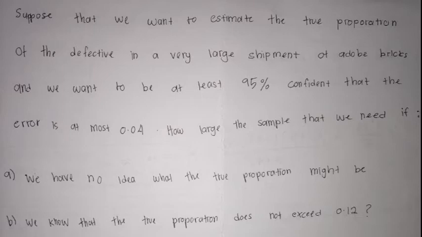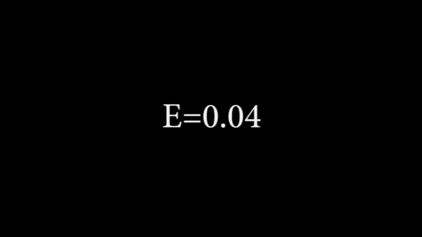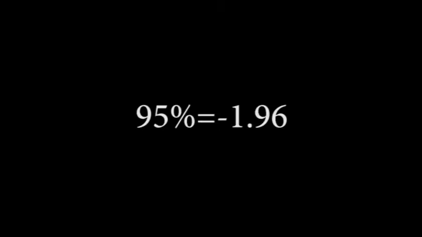Okay, in order to solve this example, first they have given the maximum error, which is 0.04, and they say at least 95% confidence, which we can use to find the Z alpha half. From the Z alpha half, the 95% is equal to negative 1.96.